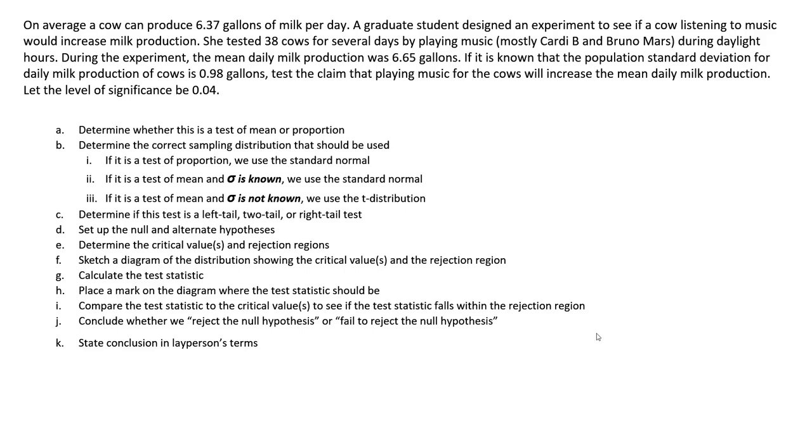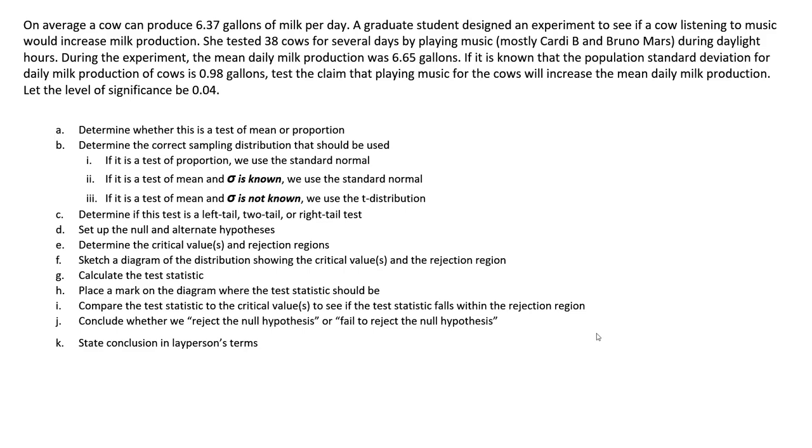Here are the things that we need to do in order to do a hypothesis test about a population mean. First, we need to determine whether it's a test of mean or proportion. Well, I already stated this is a test of mean. Then, we need to determine the correct sampling distribution. If it's a test of proportion, no matter what, we would use the standard normal. This is not a test of proportion, as I've already stated.